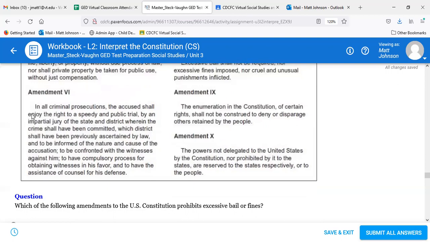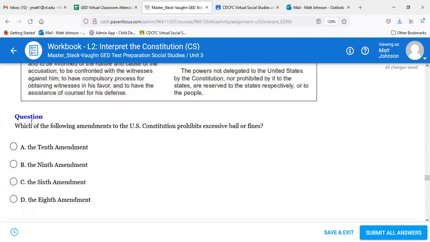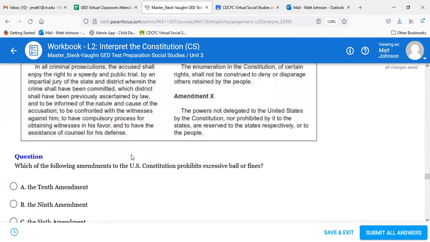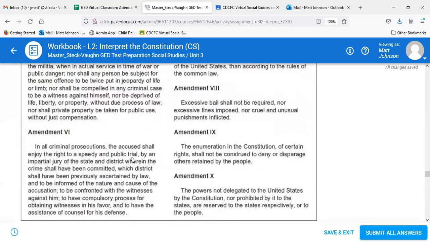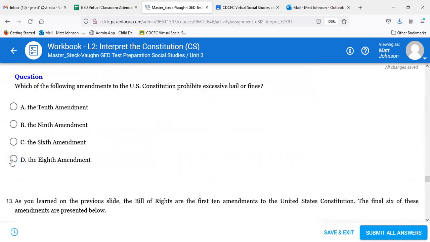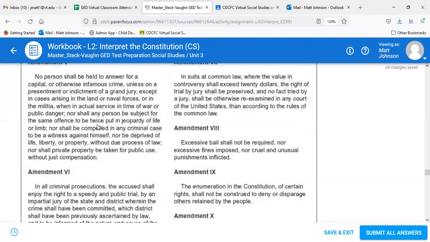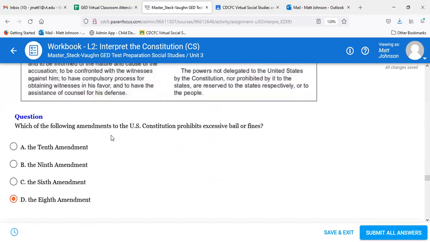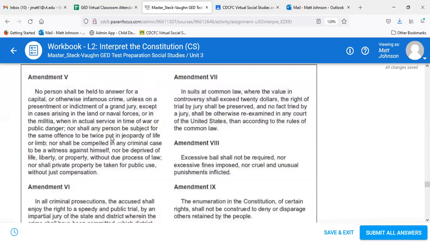So let's see here on number 11. Etta, you want to read number 11 for us? Which of the following amendments in the U.S. Constitution prohibits excessive bail or fines? A, the 10th Amendment, B, the 9th Amendment, C, the 6th Amendment, or D, the 8th Amendment? I got D. Yeah, D, the 8th Amendment, right? And that's just a matter of, if you have to, going back up and taking another look at the amendments. It's just straight out of the amendments there. No guesswork, really.